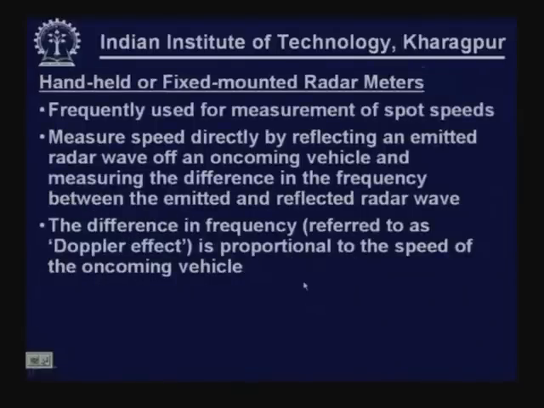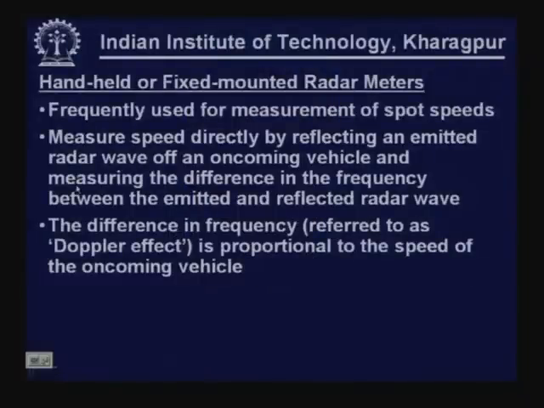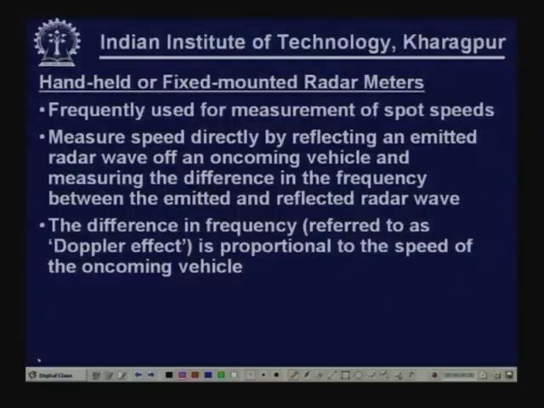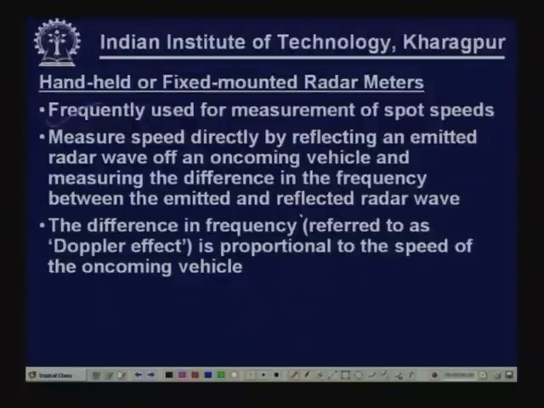Now, coming to the other procedure for measurement of spot speed, that is by using radar meters. Let us have a look. These radar meters are frequently used for measurement of spot speed. It measures speed directly by reflecting an emitted radar wave off an oncoming vehicle and measuring the difference in the frequency between the emitted and reflected radar wave. It is radar meter which is targeted to a vehicle. So, the difference in frequency between the emitted and reflected wave is used to calculate the speed.